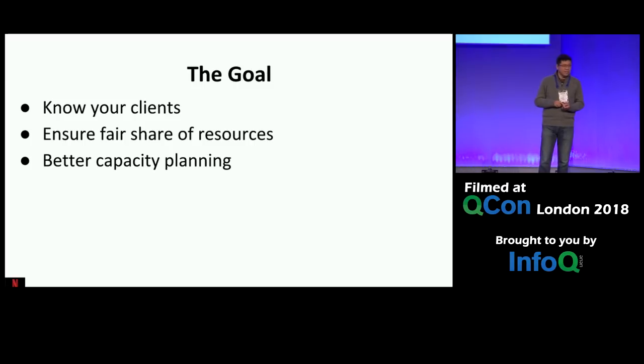So we determined that we want to do proper multi-tenancy management. The goal of our multi-tenancy management is to first get to know our clients, establish their true identity, and then make sure that they all have a fair share of resources and will not affect each other. And finally, we want to do better capacity planning with all the details we have on our clients.